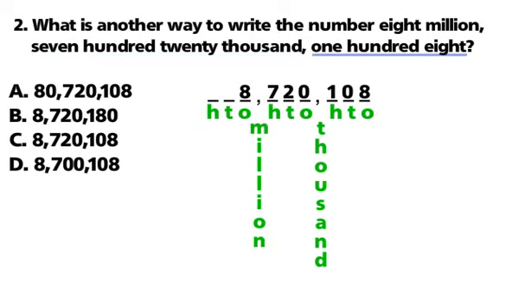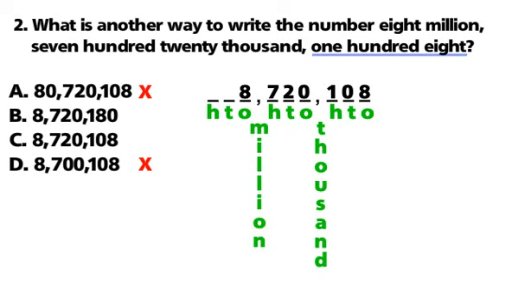Now we can compare what we've written so far with our answer choices and not get confused by the answers that are similar. We have 8 in the millions place. Answer choice A says 80 million, so I can eliminate that answer choice. Answers B, C, and D all have 8 in the 1 millionths place, which is correct. We have 720,000. B and C have it correctly, but not D. It has 700,000, not 720,000. So I've eliminated answer choice D.